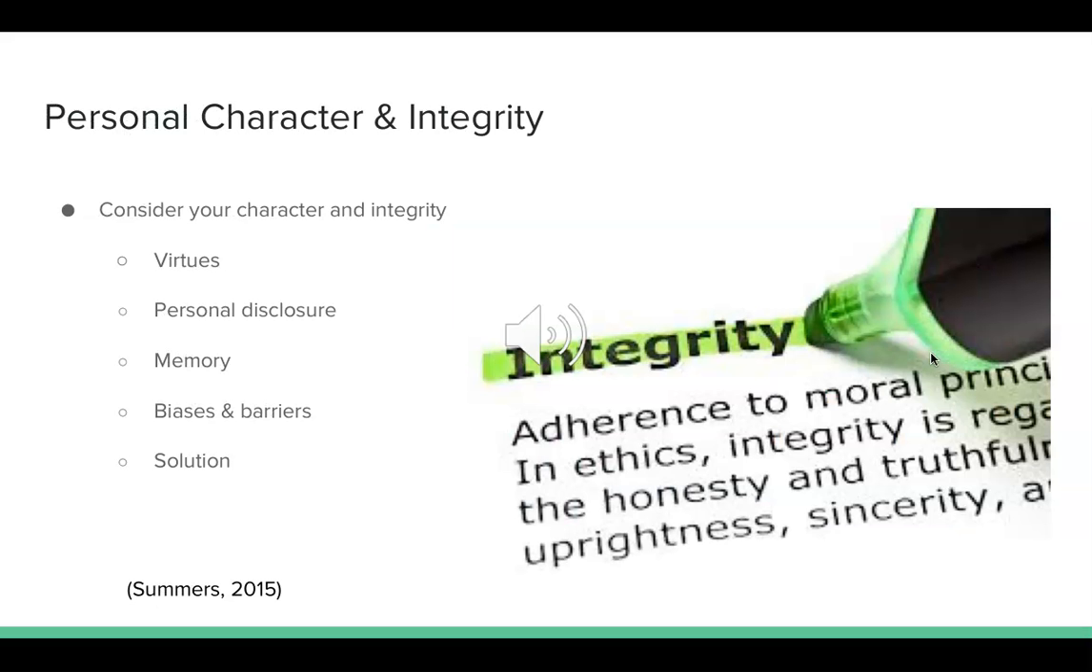As a team, consider your personal character and integrity. What would your group decision say about your own character? Does it reflect a person of integrity? What personal truths or virtues are relevant? What if your decision was made public? Would you still be okay with it? How will this decision be remembered? Are there biases and barriers to your decision? Then decide what is the best decision based solely on your character and integrity.